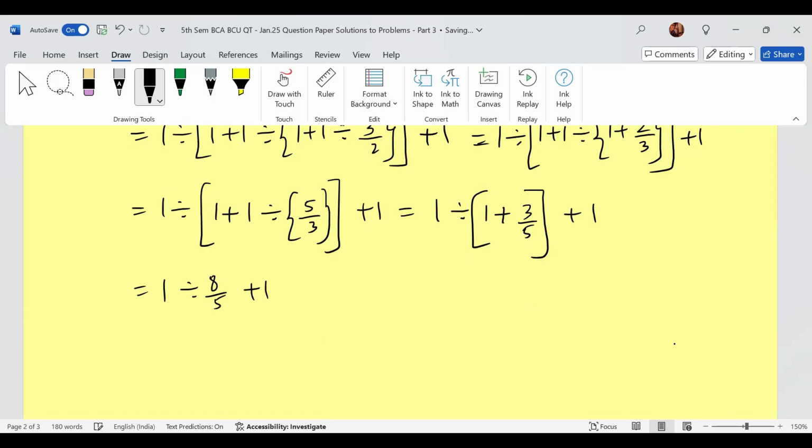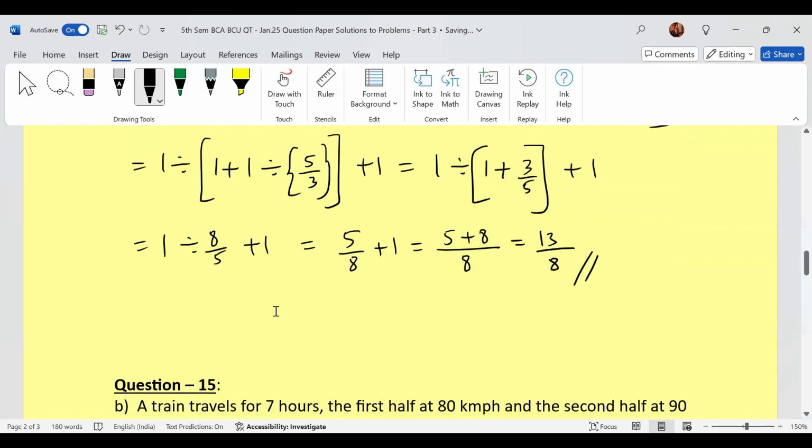plus 1. So first we have to do the division. So 1 divided by 8 by 5 is nothing but 1 multiplied by 5 by 8, which is 5 by 8 plus 1. Now here 8 is the LCM. So 5 plus 8, we get 13 by 8 as the solution. That is the solution for this question. Let us move on to the next.